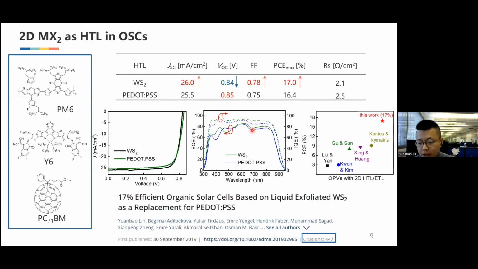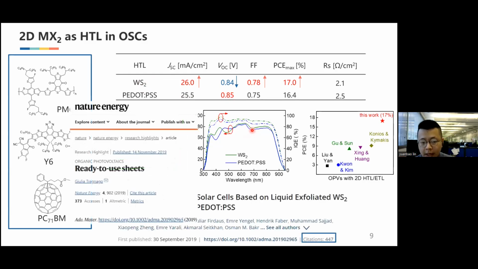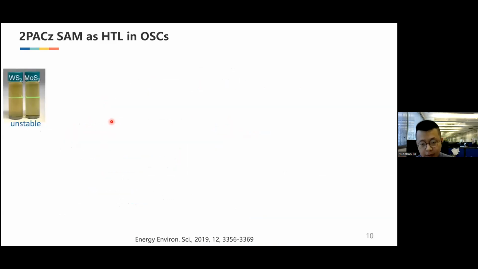And this work was published in 2019 and was highlighted by the Nature Energy journal. But I didn't continue with the 2D material because this suspension is unstable. You need to store it at low temperature. Otherwise, the 2D material nanosheets will aggregate again, and we can see some powder at the bottom.